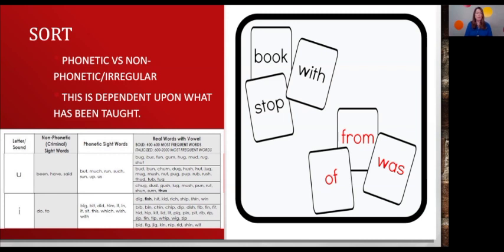Okay, now I want to show you the way that I sort these words. If you look to the left, I sort phonetic words versus non-phonetic or irregular words from each other. Now the thing about this is that it's dependent upon what has been taught. If you look at the list below, if I'm teaching the sound and the letter U, putting it together with the consonants that I've taught, and then we're blending CVC, then the words that I would introduce with that would be the phonetic sight words: but, much, run, such, sun, up, us.